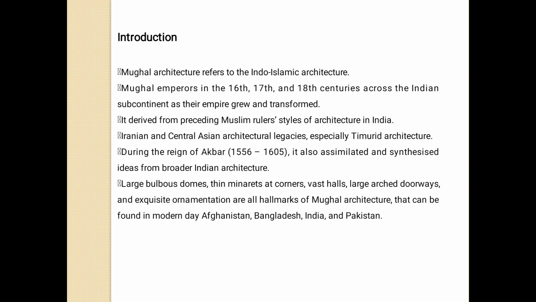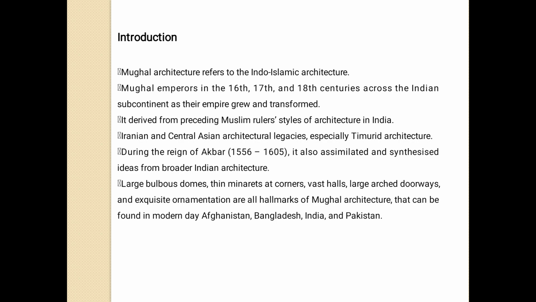The buildings were noted for their massiveness and simplicity, and the buildings of Shah Jahan were known for their decoration and delicacy. Let us discuss the development of art and architecture under various Mughal kings. Introduction. Mughal architecture refers to Indo-Islamic architecture developed by the Mughal emperors in the 16th, 17th and 18th centuries across the Indian subcontinent as their empire grew and transformed.